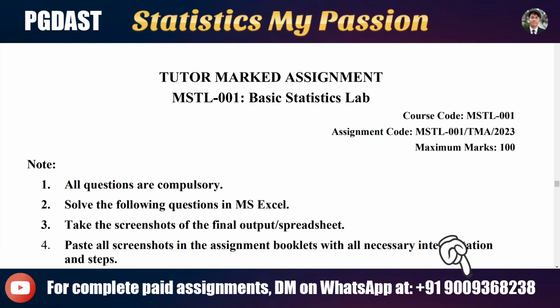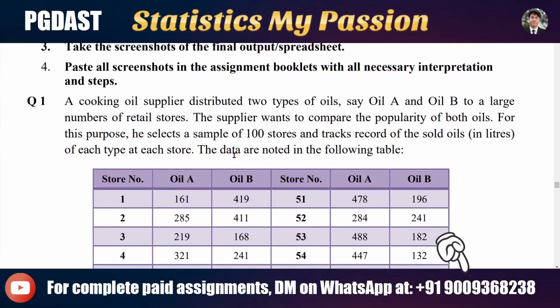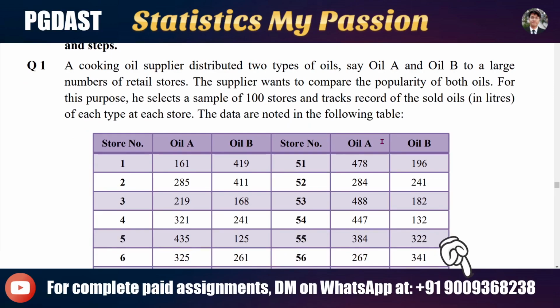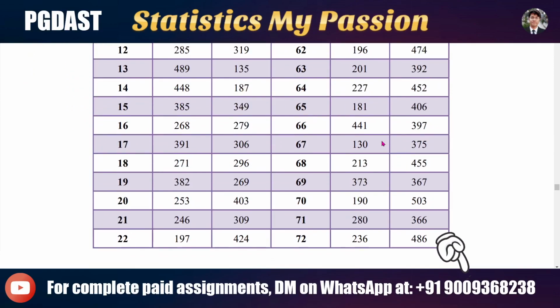Now the question is, the first question from the lab course is here. So in this one, the cooking oil supplier distributed 2 types of oils, say oil A and oil B, to a large number of retail stores. The supplier wants to compare the popularity of both oils. For this purpose, he selects a sample of 100 stores and tracks record of the sold oils of each type at each store. The data are noted in the following: the store numbers.